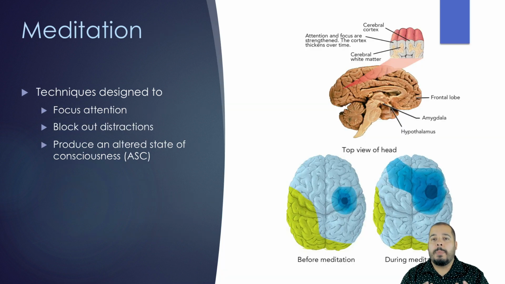The last couple things from chapter 5 we didn't have enough time to cover are meditation and hypnosis. Meditation is a group of different techniques that are designed to focus your attention, block out distractions, and put a person into an altered state of consciousness. Some of these techniques include Tai Chi and yoga. Other meditation techniques include being motionless, chanting, or focusing on a single object or point.